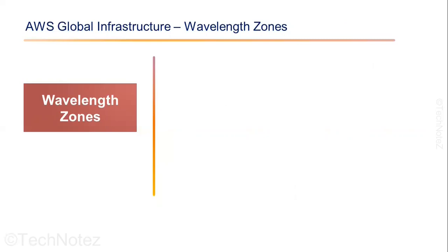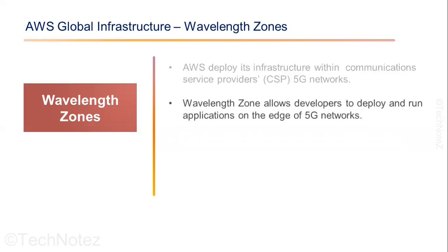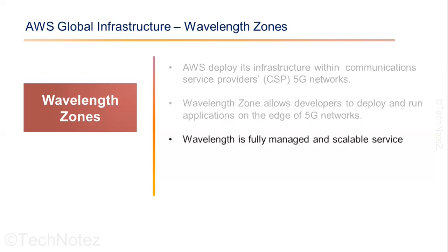Next, let's talk about Wavelength Zones. A Wavelength Zone is a logical extension of the region. It's a new type of AWS infrastructure designed to run workloads that require ultra low latency over the mobile network. AWS deploys its infrastructure within communication service providers' networks, so application traffic from 5G devices can reach the servers running in the Wavelength Zone without leaving the telecommunication network. Wavelength Zones are fully integrated with AWS services such as Lambda, S3, and DynamoDB. Wavelength Zones allow developers to deploy and run applications on the edge of the 5G network. Currently, Wavelength Zones are available in very limited availability. Wavelength Zone is a fully managed and scalable service.